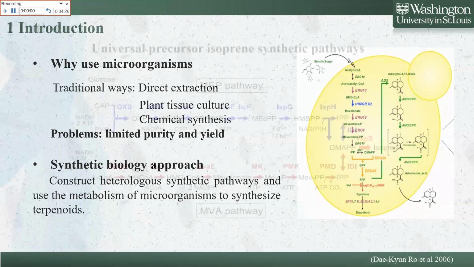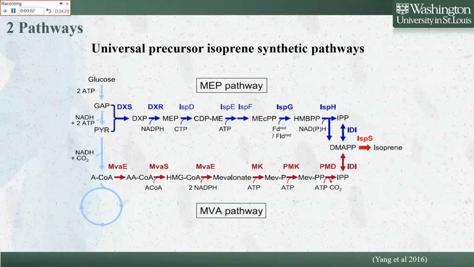There are 2 known biosynthetic pathways of the precursors IPP and DMAPP, namely the MVA pathway and the MEP pathway. The MVA pathway mainly exists in the cytoplasm of higher plants, and is also found in some archaea, fungi, and other eukaryotes, while the MEP pathway mainly exists in the protoplast of bacteria and algae.